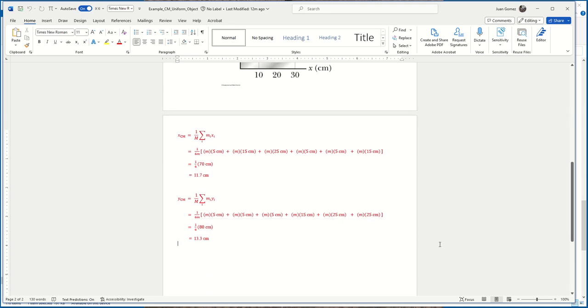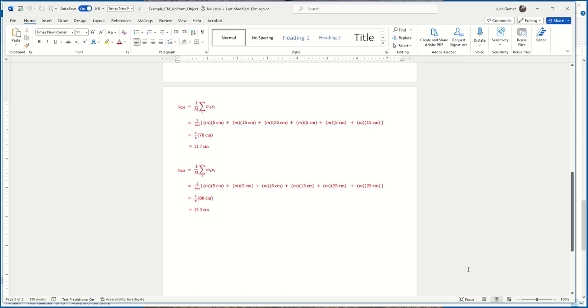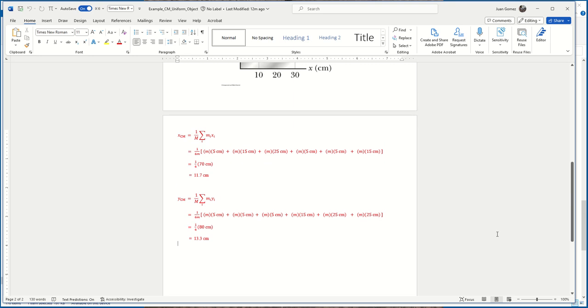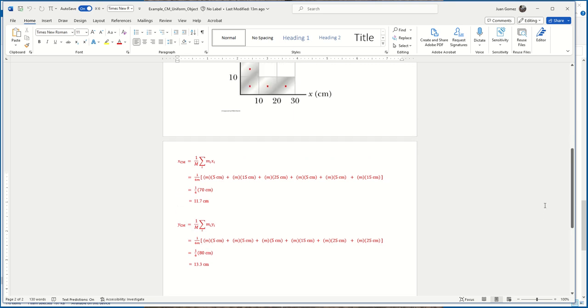25, 25. All right. Then again, the m's cancel. The m outside in the denominator cancels with the m's inside the bracket, so they go away. So you have 1/6, and then you have 5 plus 5 plus 5 plus 15 plus 25 plus 25. That gives you 80 centimeters. So you have 1/6 times 80 centimeters, and that's 13.3. So the x and y coordinates of the center of mass are respectively 11.7 centimeters and 13.3 centimeters.